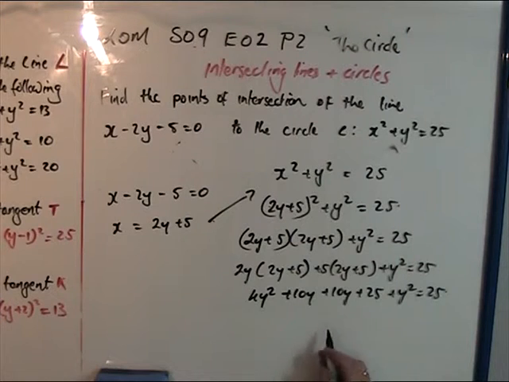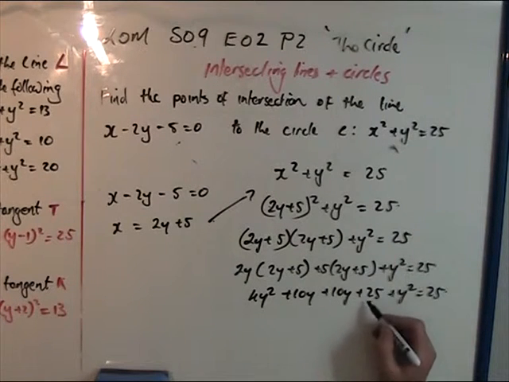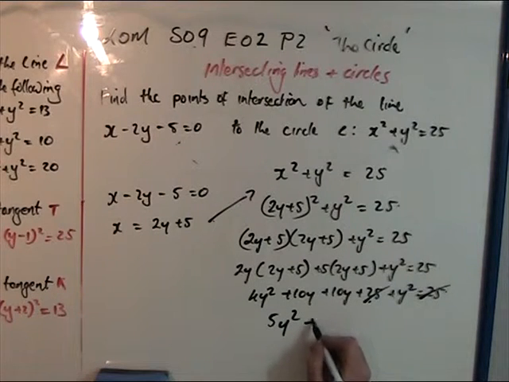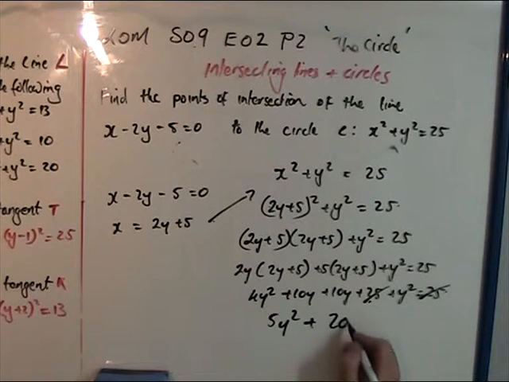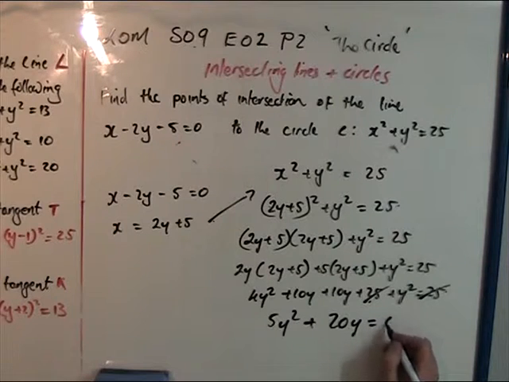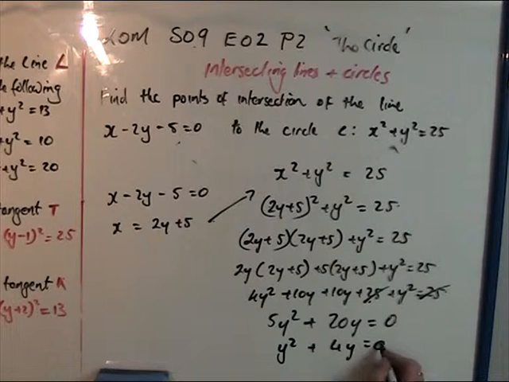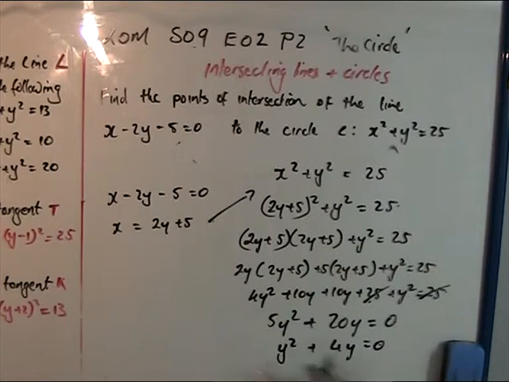So you add them all up. This 25 cancels with this 25. This becomes 5y squared plus 20y, and it's equal to 0. So there's no constant here. To simplify this, divide across by 5, and you get y squared plus 4y is equal to 0, and then we factorize it. So get the factors of this.